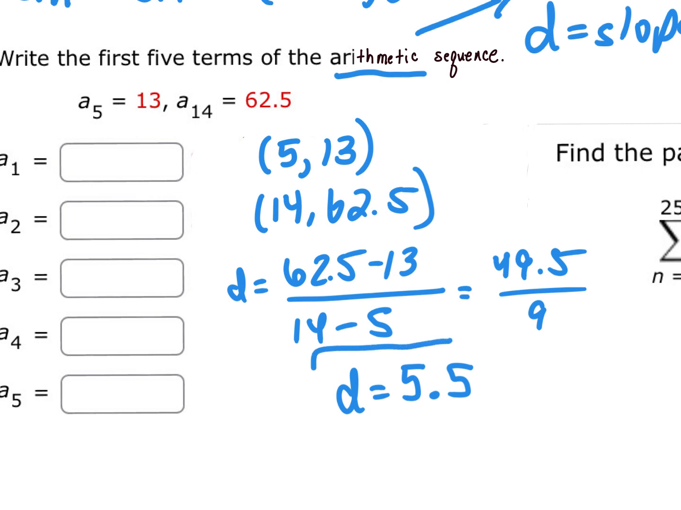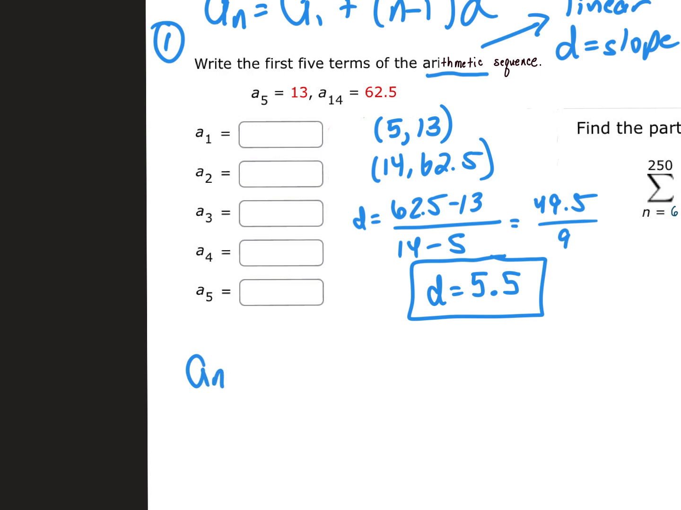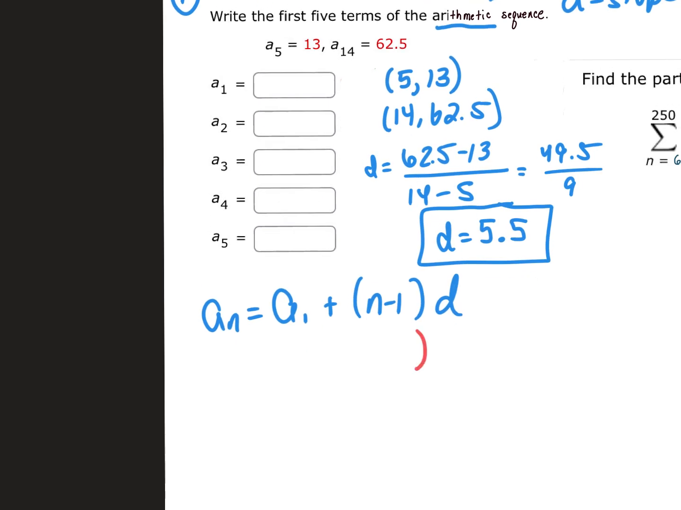So I know now one piece of information. I know the common difference. Now what do I do? I take the formula again. A sub n equals the first term plus n minus 1 times the common difference. Well, I know my common difference is 5.5. Agreed? Do I know the first term yet? No, but do I know some other information that I can plug in here? I know the 5th term, and I know the 14th term. And I can use either piece of information to figure out what the first term is.